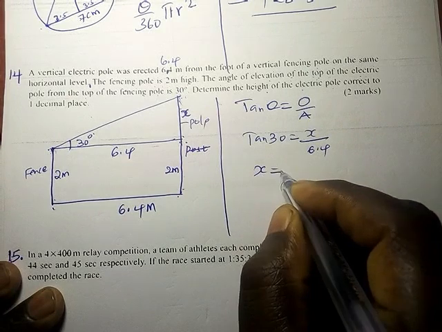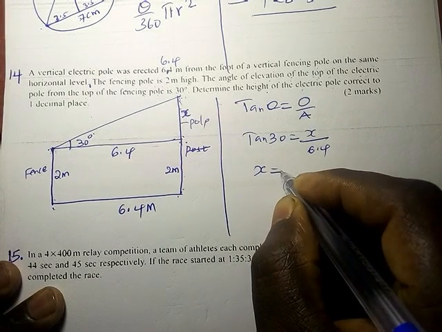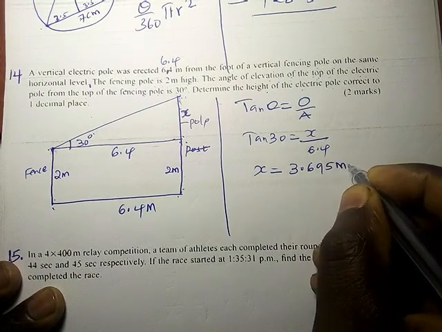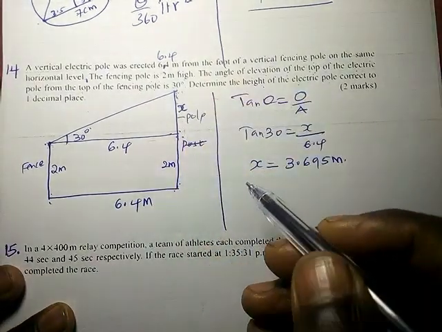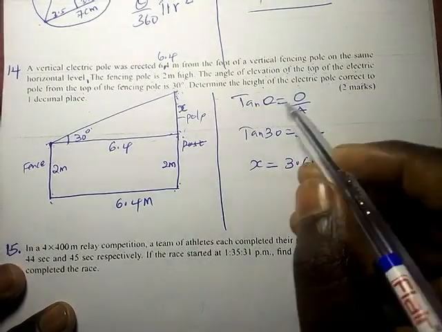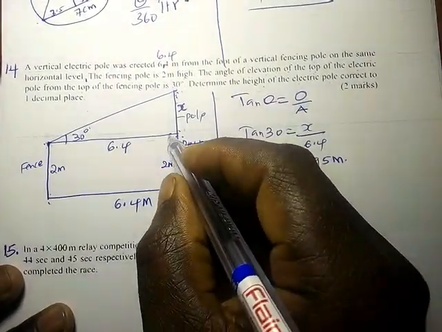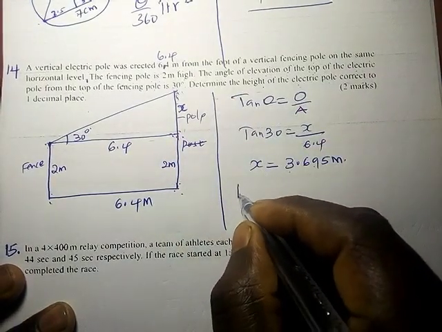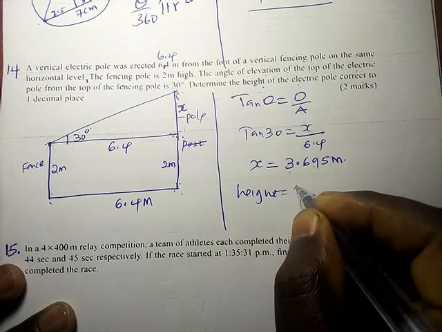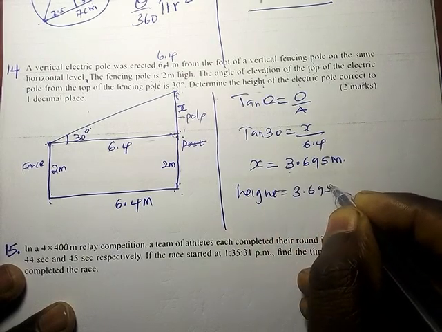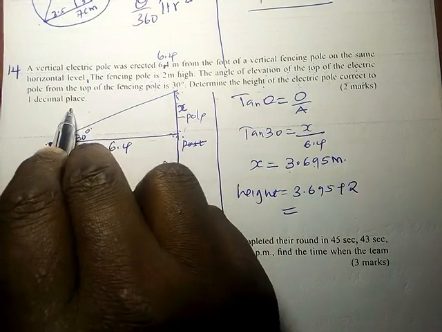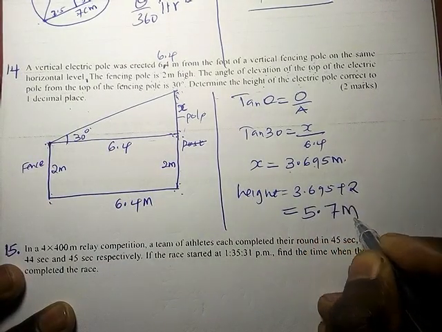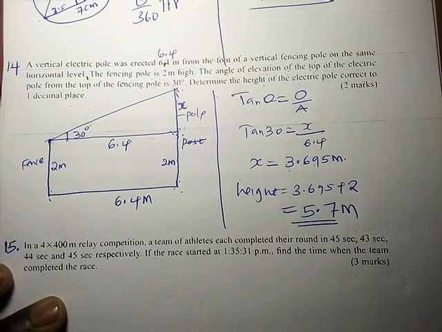So x is going to be 3.695 meters. But we want to determine the height of the electric pole from here up to here. So from here up to here is 2, and from here up to here is x. So the height will be 3.695 plus 2. To 1 decimal place, we are going to have 5.7 meters.